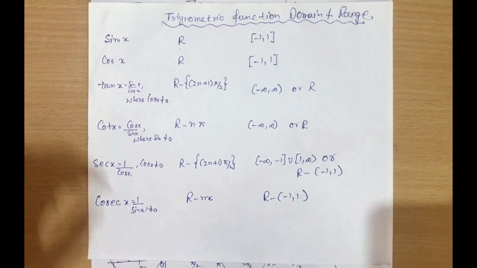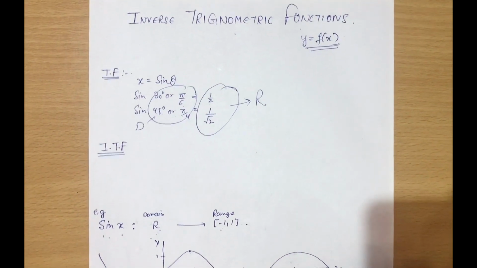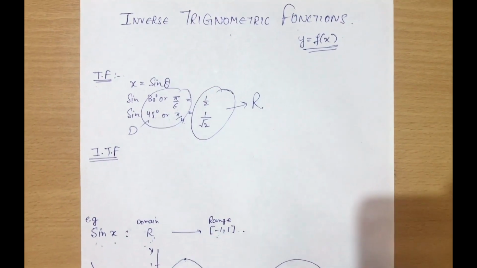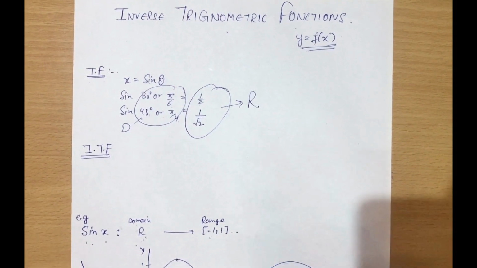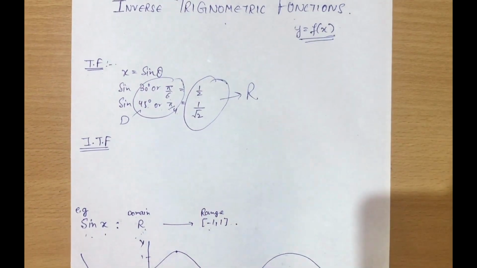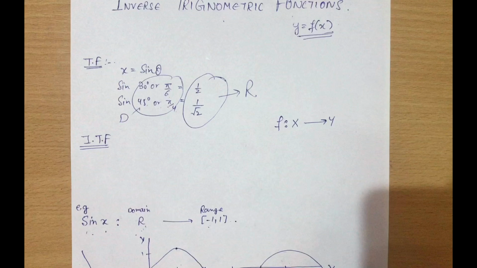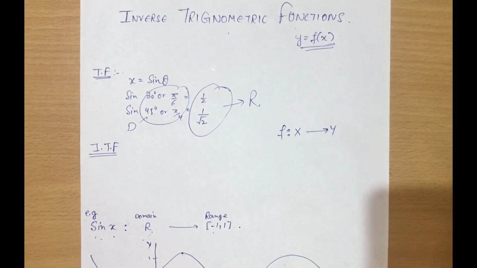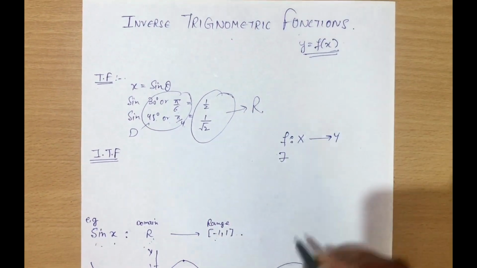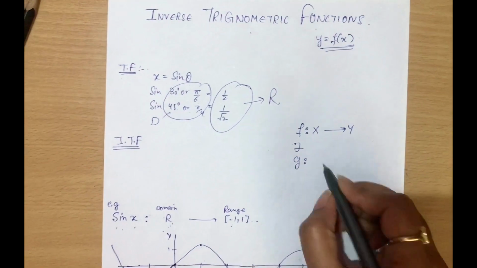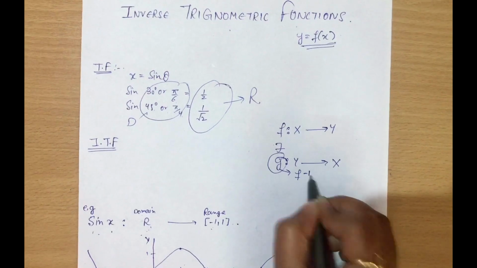Okay, so today's topic is inverse trigonometric function, or inverse of trigonometric function. When I say inverse, it means invertible. In the chapter Relations and Functions, your last topic is about invertible functions. If you have a function f from x to y, and this function is one-one and onto, that is, bijective, then there exists another function g from y to x, and this g is called the inverse of f.